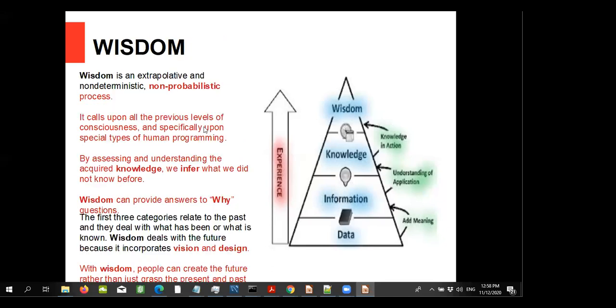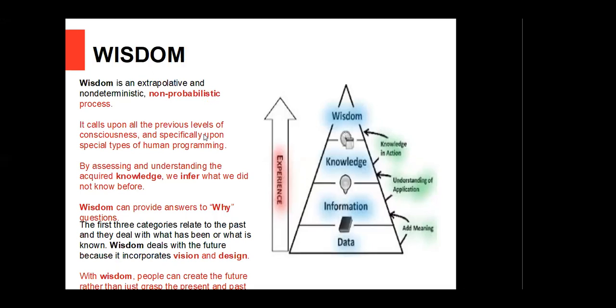Wisdom is an extrapolative and non-deterministic, non-probabilistic process. It's very key that it is not a probabilistic process. It's not about probability. We are sure this will happen. This is what you need. There's no probability. You are sure. That's wisdom. You are sure.